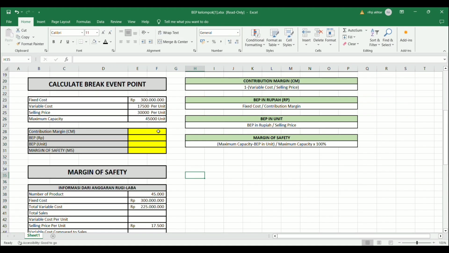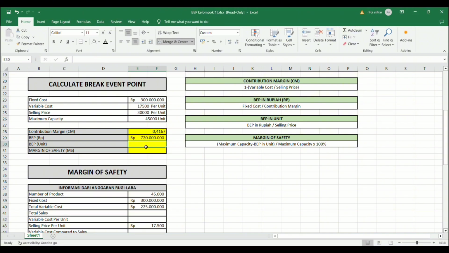Okay, next we move to the second table, and then we calculate contribution margin. The formula is equal 1 minus open bracket variable cost divided by selling price close bracket, and enter. Next, break-even point in rupiah. The formula is equal fixed cost divided by contribution margin, and then enter.